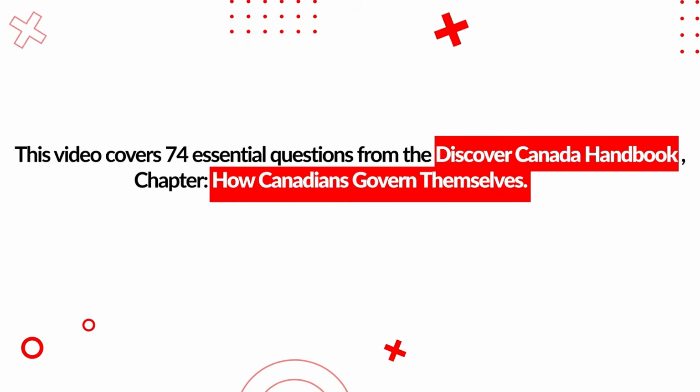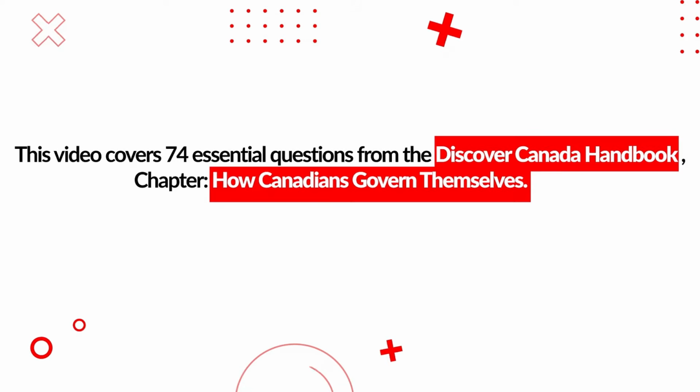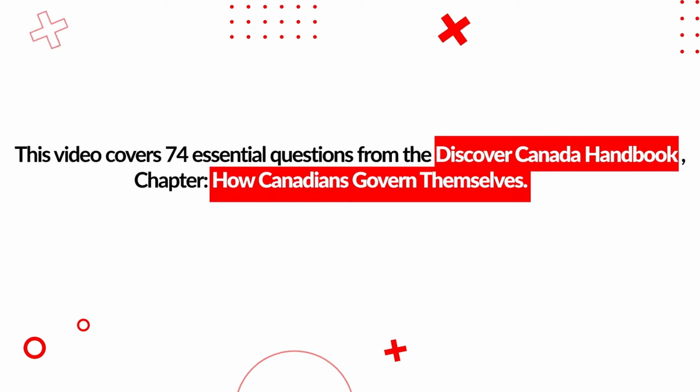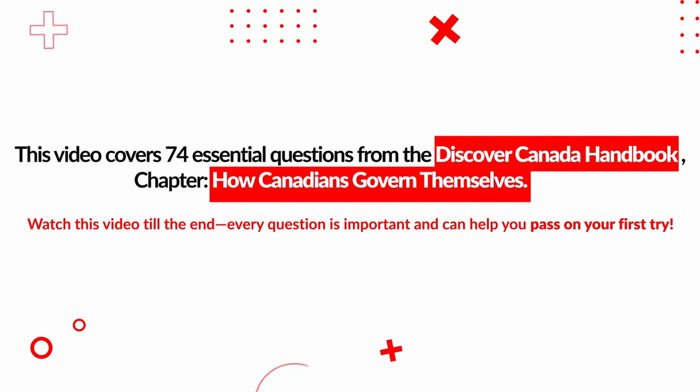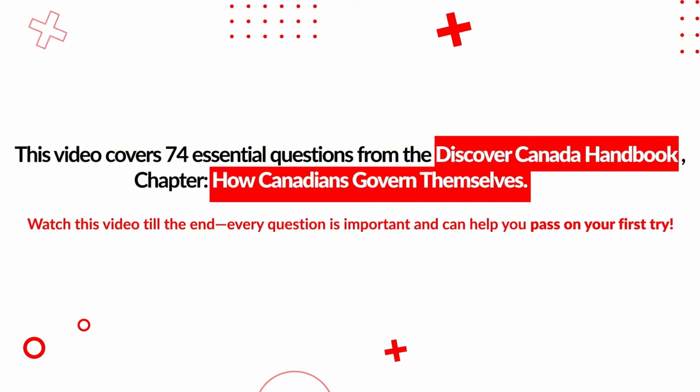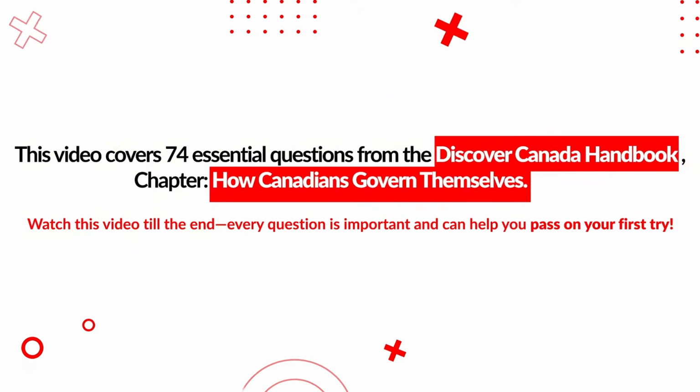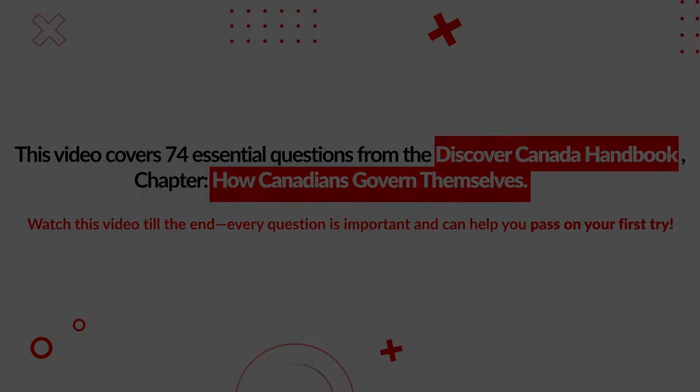This video covers 74 essential questions from the Discover Canada Handbook, Chapter: How Canadians Govern Themselves. Watch this video till the end. Every question is important and can help you pass on your first try.